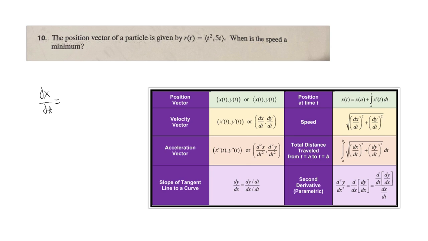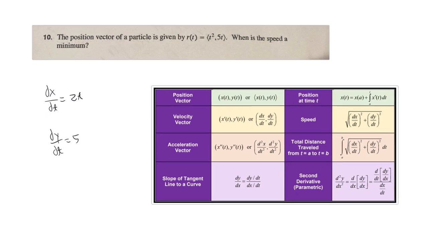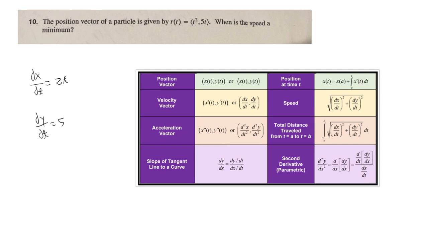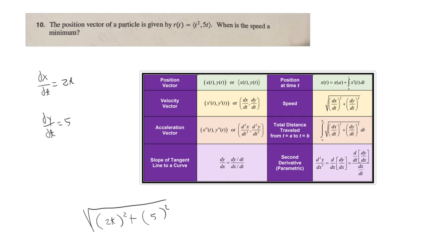dx/dt is going to be the derivative of t squared, which is just 2t, and dy/dt is going to be just 5. So it's actually not too bad. And then if you were to plug that into that structure there, we're looking at something squared plus something else squared underneath here. And of course, it's going to be 2t, and we have 5 as well. Okay, so simplifying further, we're looking at 4t squared plus 25.